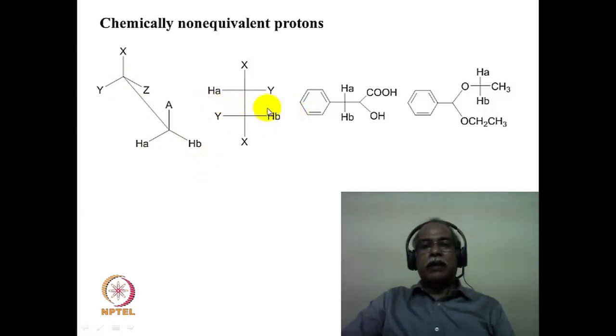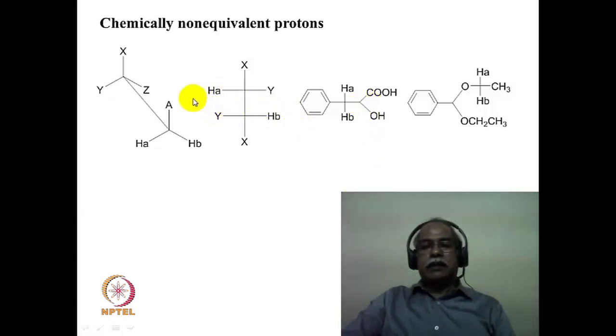You take a DL isomer. Earlier we considered a meso isomer with a plane of symmetry. The DL isomer does not have a plane of symmetry. It has a C2 axis of rotation. These two hydrogens are related by the C2 axis of rotation. As a result of that, they are homotopic in nature.